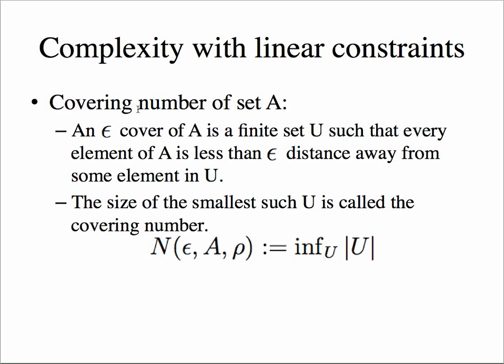So to define a covering number, I want to first define an epsilon cover. An epsilon cover of a set A is a finite set U such that every element of A is less than epsilon distance away from some element in U. A covering number is the size of the smallest such epsilon cover U. It is represented in our notation as n. It takes three arguments. The second argument is a set on which we are trying to find the cover. Rho is the distance metric with which we evaluate the distance, and epsilon is the parameter of the epsilon cover.